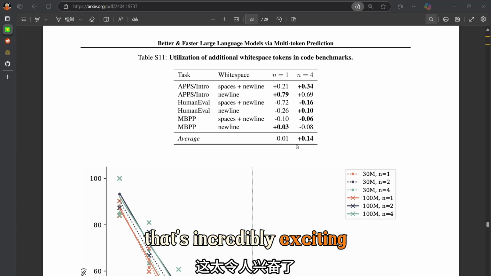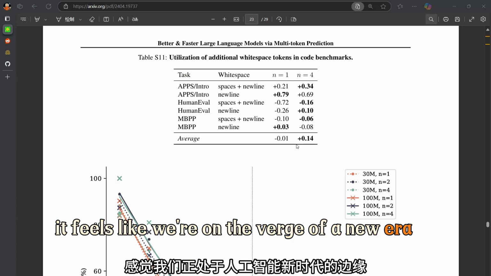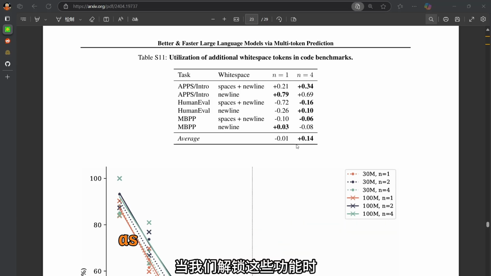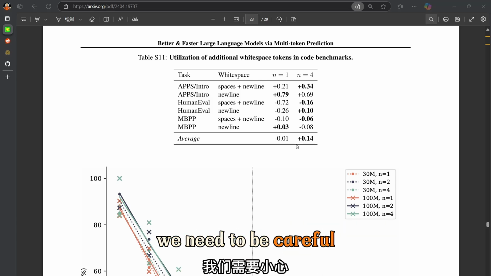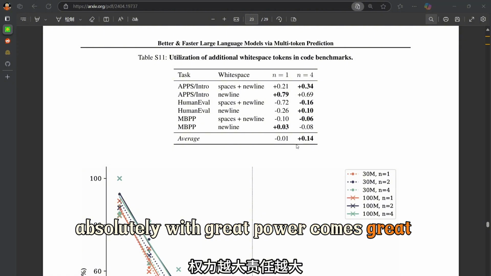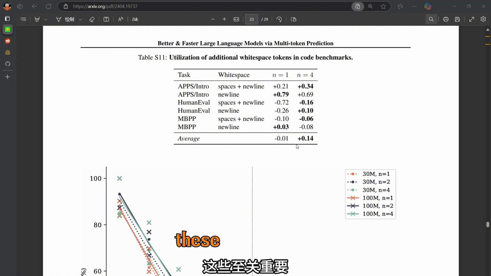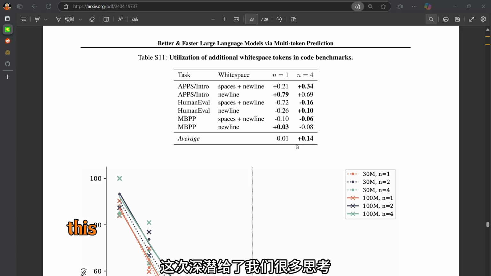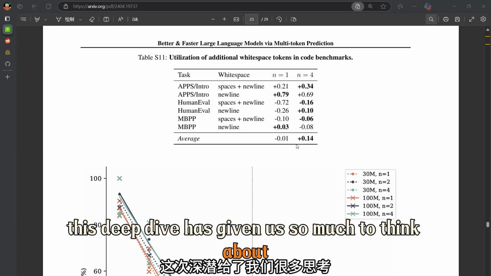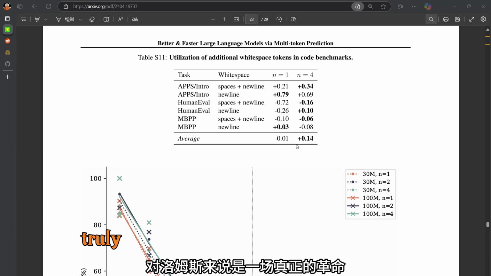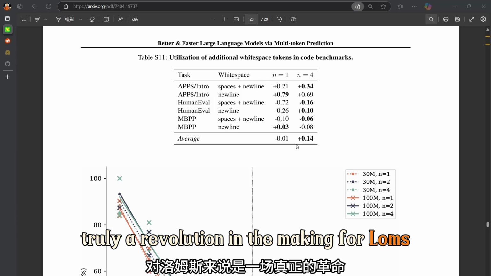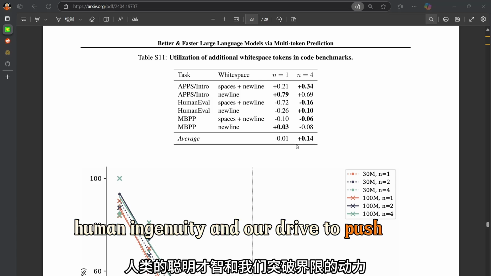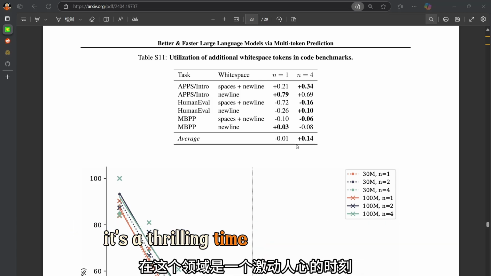That's incredibly exciting. It feels like we're on the verge of a new era in AI. Agreed. But we can't forget about the ethical considerations. As we unlock these capabilities, we need to be careful. Absolutely. With great power comes great responsibility, right? Well said. These are critical questions that researchers and developers need to grapple with. This deep dive has given us so much to think about. Multi-token prediction is truly a revolution in the making for LLMs. It really is. It's a testament to human ingenuity and our drive to push the boundaries. It's a thrilling time to be in this field.